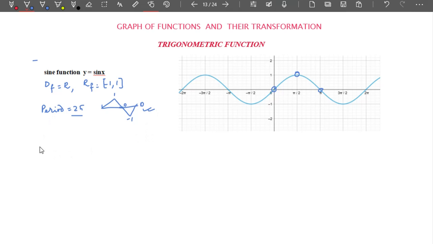Okay, now the next function is cosine function.